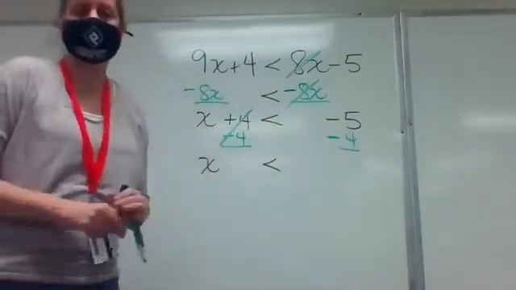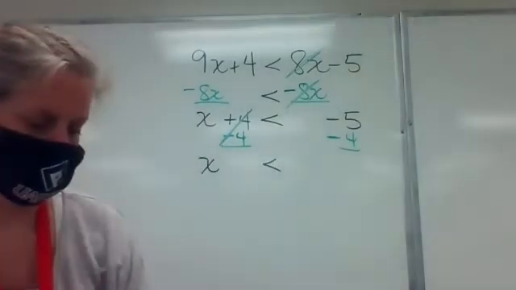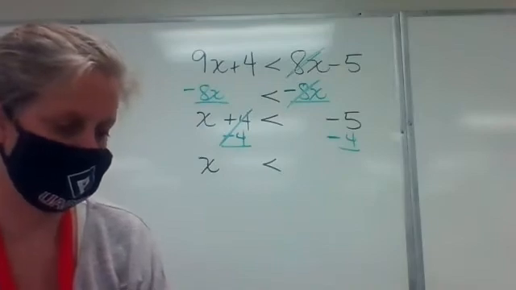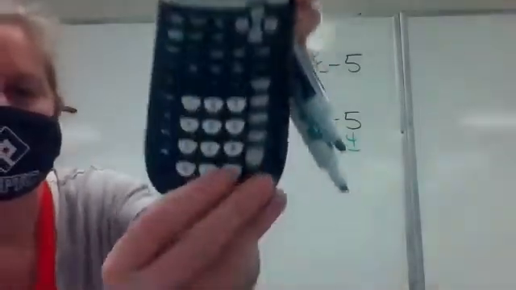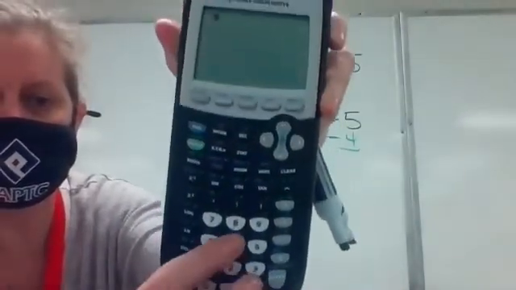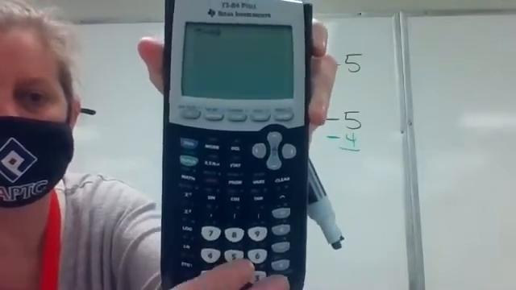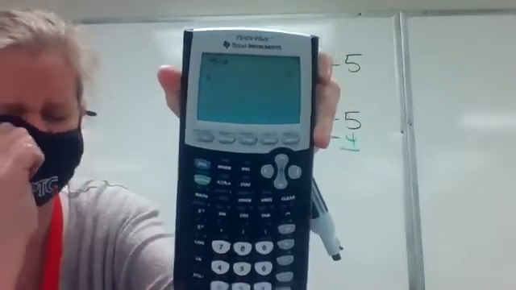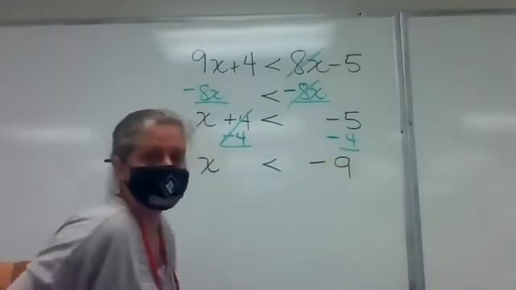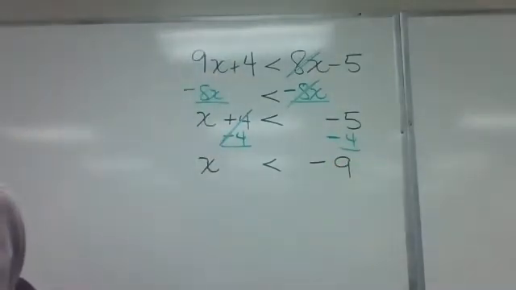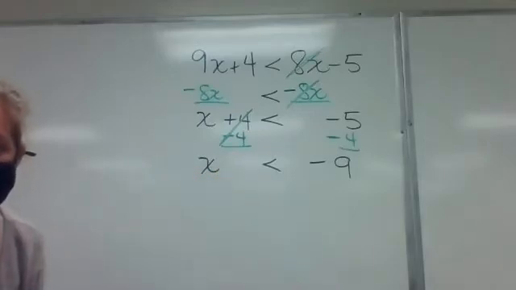Don't mess it up here, right? If you're not liking doing that, what do you need to tell your calculator to do? Negative 5 minus 4. So again, the negative is below the 3. So negative 5, then your minus button, and then your 4 to get negative 9. So now that's what I need to represent on my number line. X is less than negative 9.